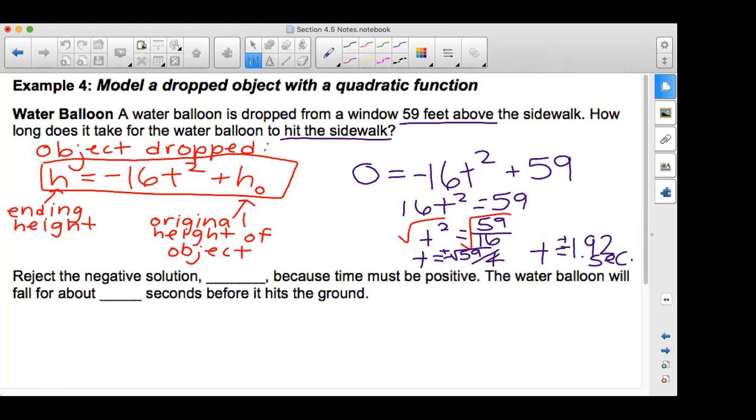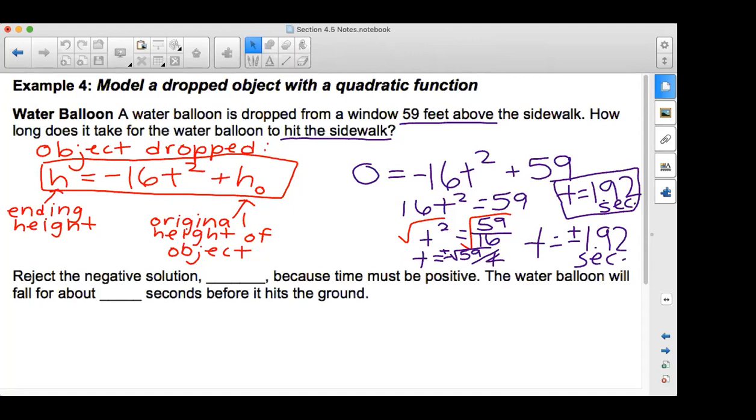And we have this plus or minus. Can it take us negative 1.92 seconds? We have negative time? No. So our answer is the positive answer. Sorry, I went to the very end. Your worksheet is practicing what we did in class. That bottom blurb is just saying how you reject the negative solution when you have an application problem.